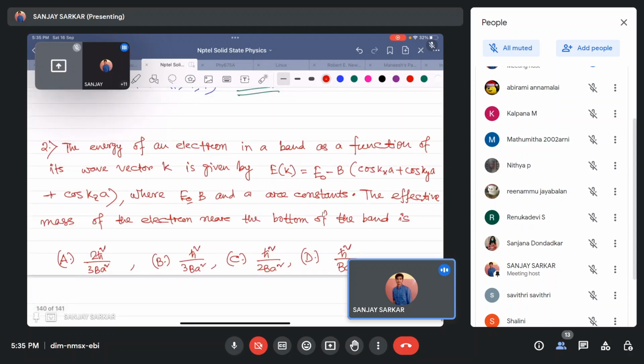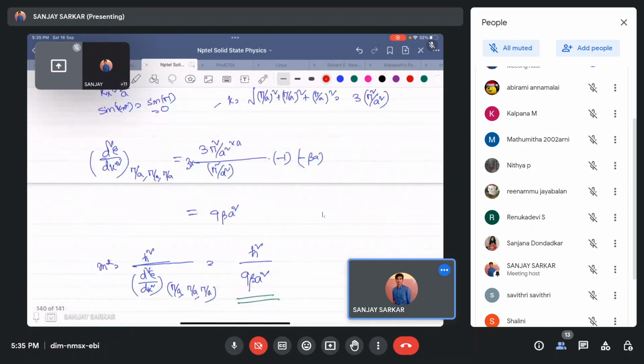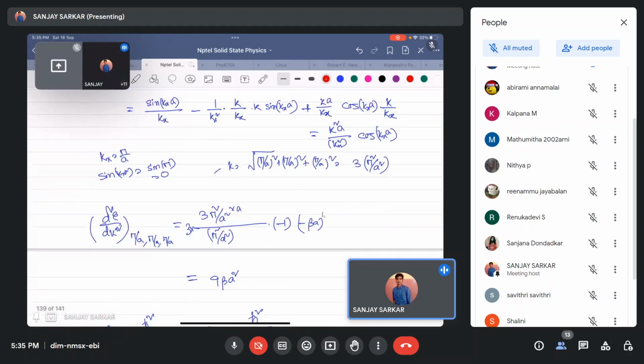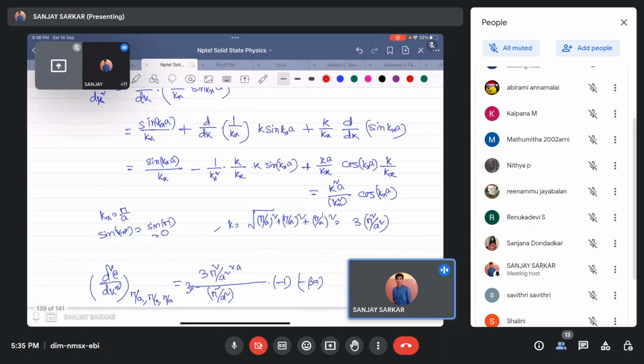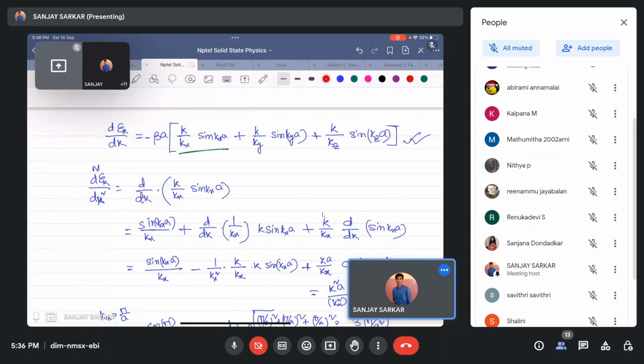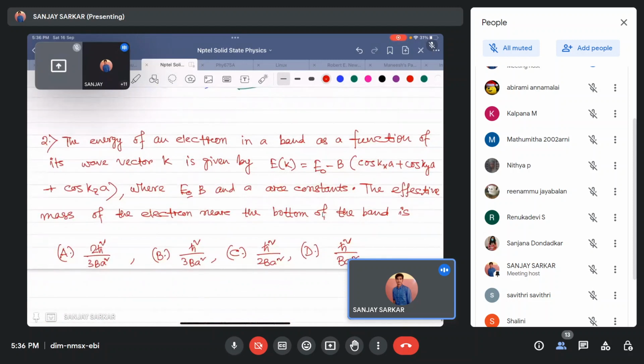If you understood the last question, then you can definitely solve this one. Did you understand how I solved the last question, or do you have any doubt you can ask? You need to solve this question by yourself, because if I solve it, it will not help you, right? You have to solve this.